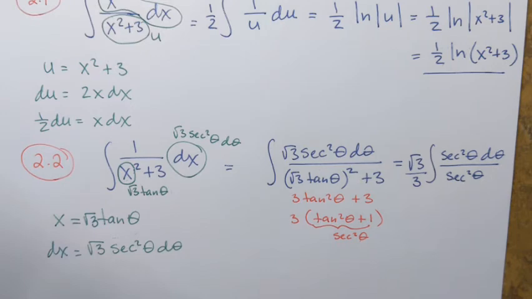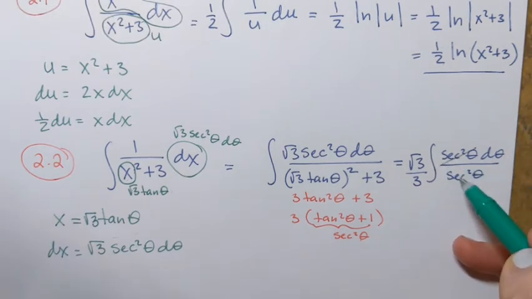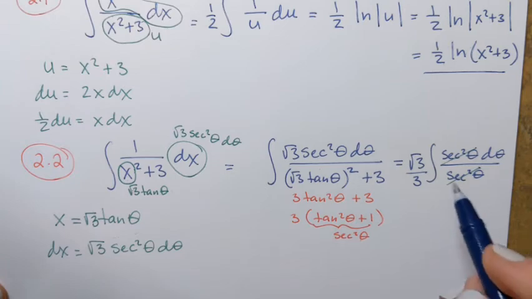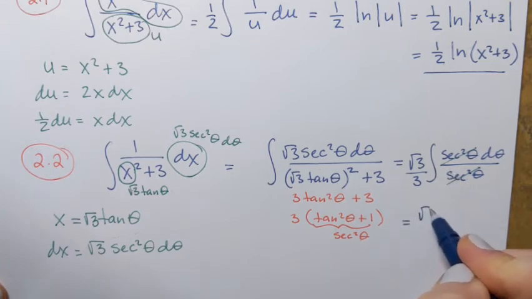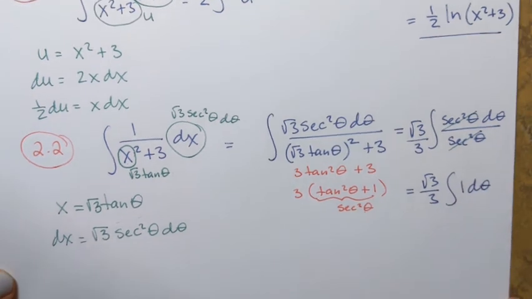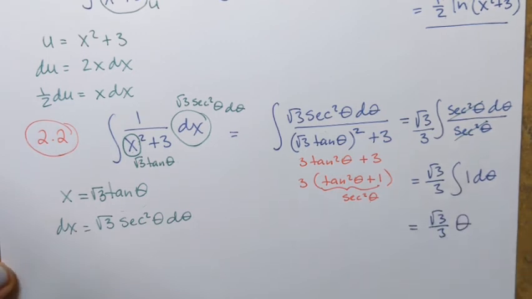Okay? And things are turning out pretty nicely here because I can see how secant squared and secant squared can be cancelled. So I only have square root of 3 over 3 integral of 1 d theta. And that is very easy to integrate, right? So we get square root of 3 over 3 theta.